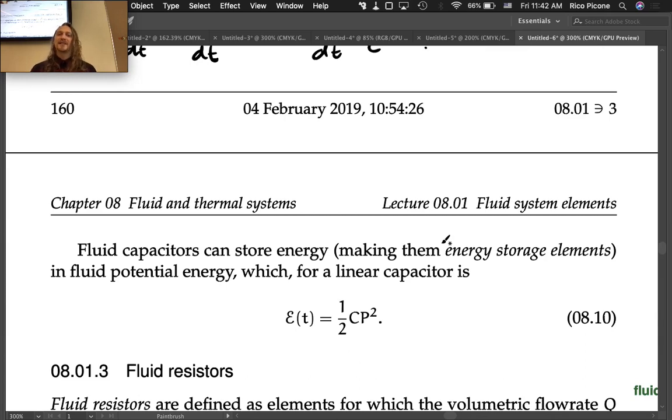Fluid capacitors can store energy, making them energy storage elements in fluid potential energy, which for a linear capacitor is 1/2 C P squared.